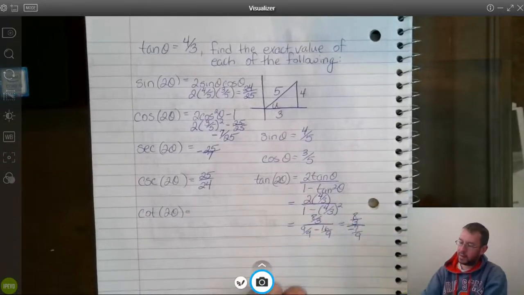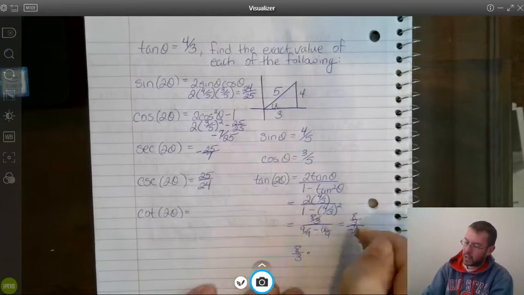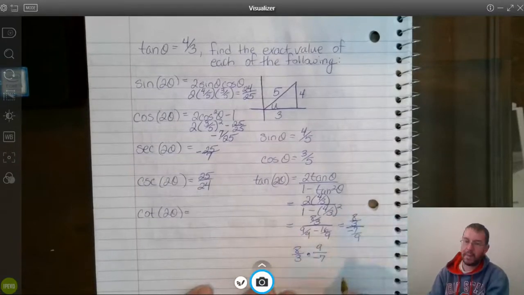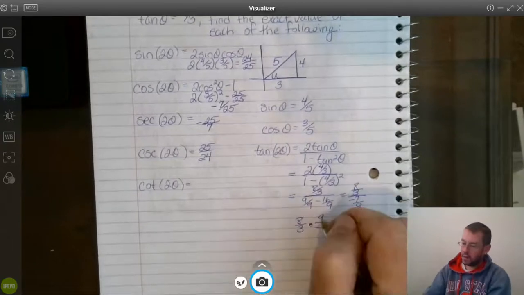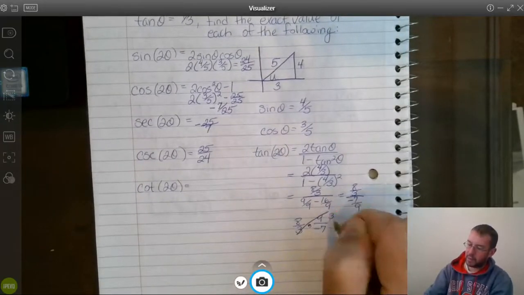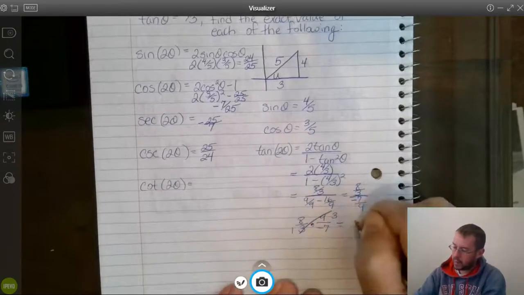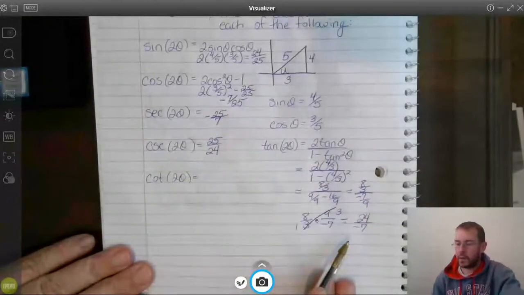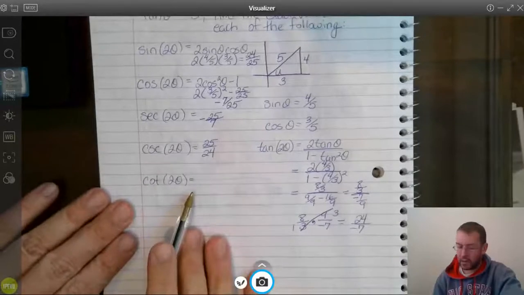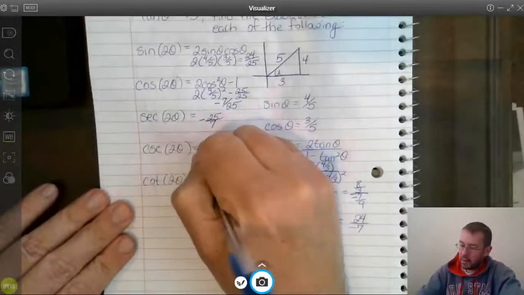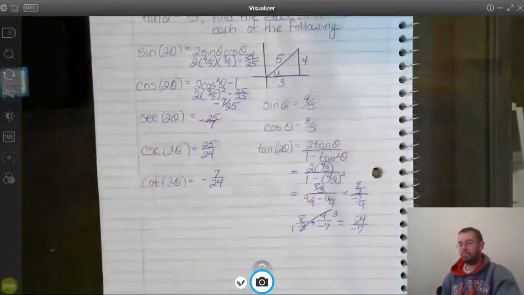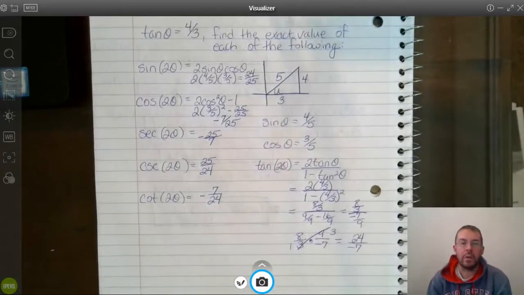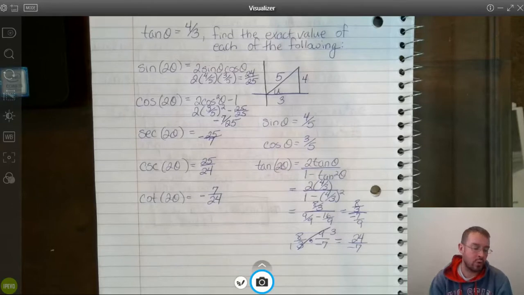So I can keep my 8/3, change my division to a multiplication and flip my denominator to get 9 over negative 7. I can go ahead and simplify here if I want. 9 over 3 simply reduces to 3 over 1. So this will end up being 24 over negative 7. So if tangent of 2 theta is 24 over negative 7, then cotangent of 2 theta is simply the reciprocal of that, which is negative 7 over 24. And we have now found all of the double angles that they asked us to, so we're good to go.